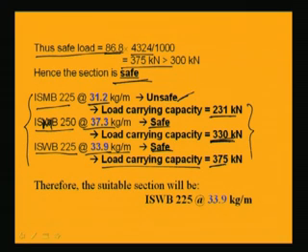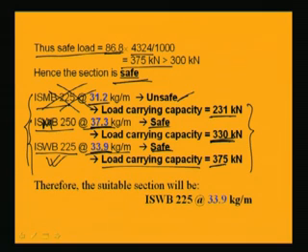So, out of this what we are seeing is that this member is not safe. So, this we can reject. Now, out of these two we are seeing here the weight of the member is 37.3, whereas weight of the member is 33.9.